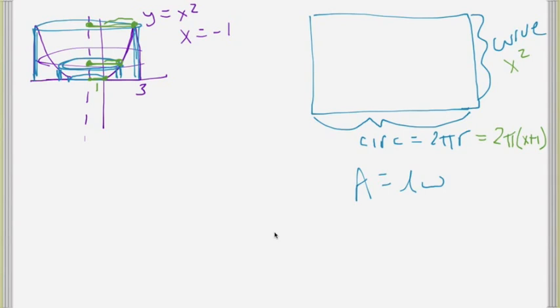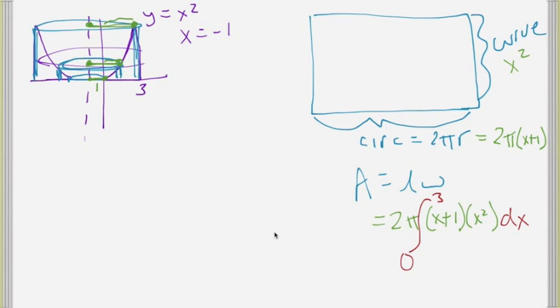So then the area of this is going to be 2 pi times x plus 1 times x squared. To turn area into volume, we're going to integrate. We've got x's in our problem, so we want x's as our limits, 0 to 3.